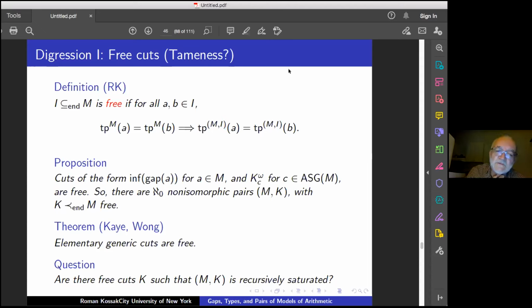it was needed for some constructions of omega 1, like would be handy. Have a cut, an elementary cut that's free, but at the same time, I wanted the pair to be recursively saturated. And I couldn't decide if there are cuts like that. Kay and Wong showed that their generic cuts do not have that property. And it's still open whether cuts like that exist. And it would be nice to decide it at some point.